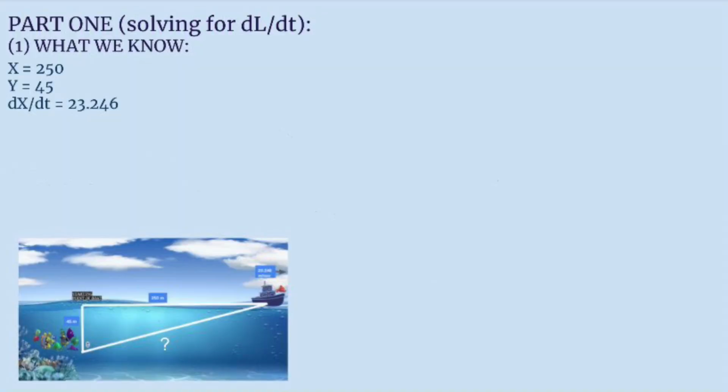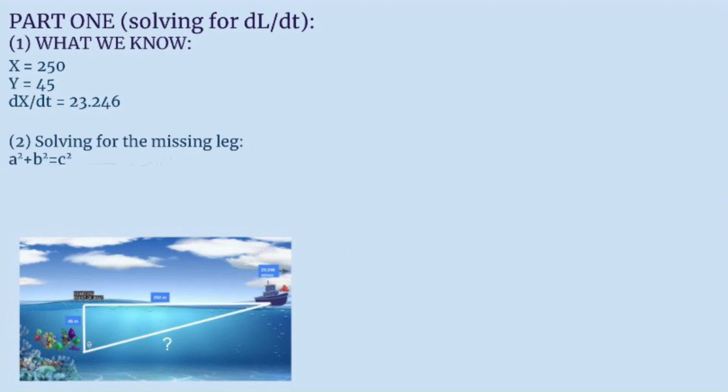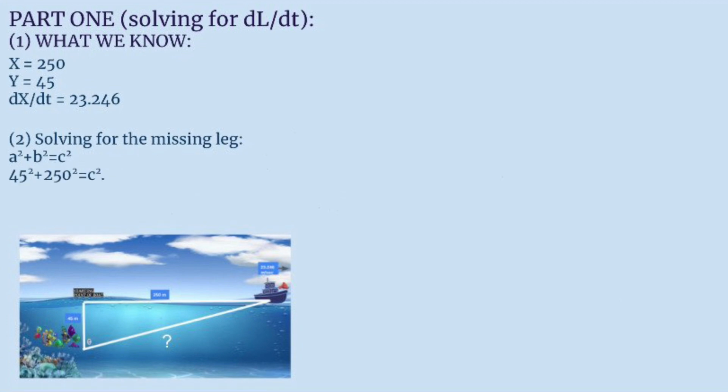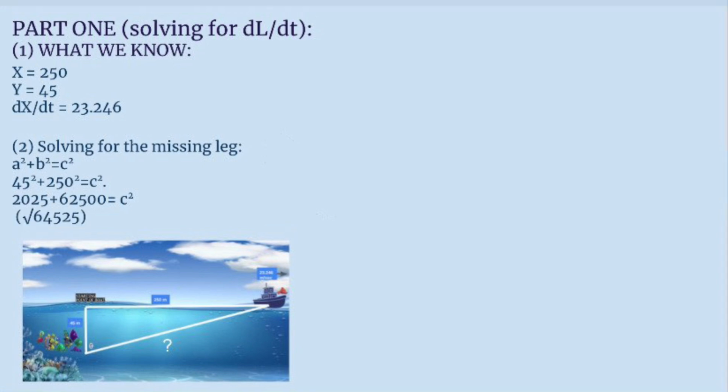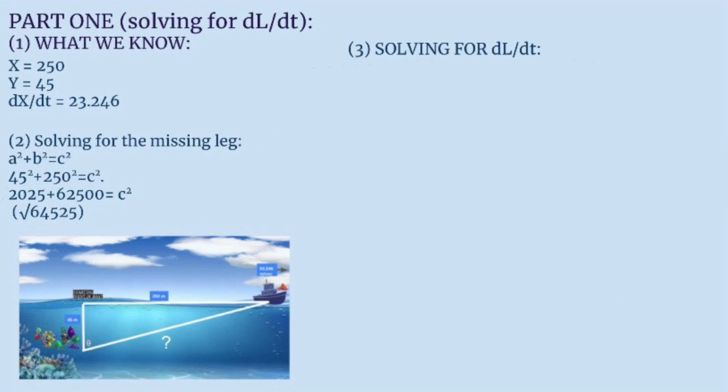The question is asking us to solve for dθ/dt, but first we must solve for the missing leg L and the rate at which it is changing, dL/dt. In order to find the length of the missing leg, we simply use the Pythagorean theorem to solve for L, which we found to be the square root of 64,525. Next it was time to solve for dL/dt.